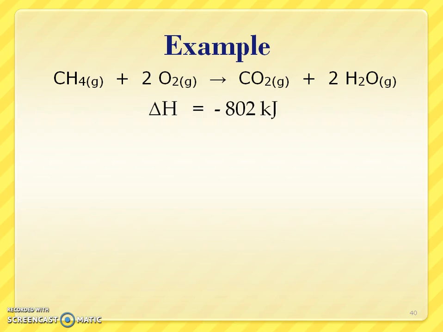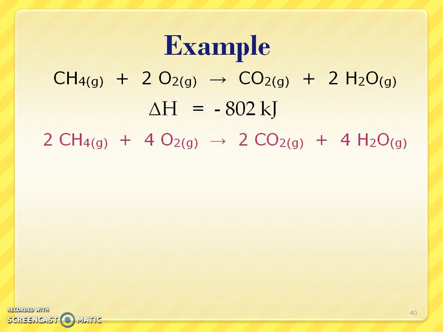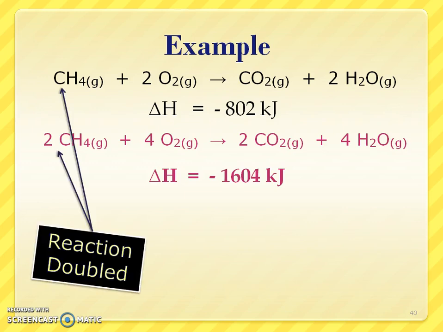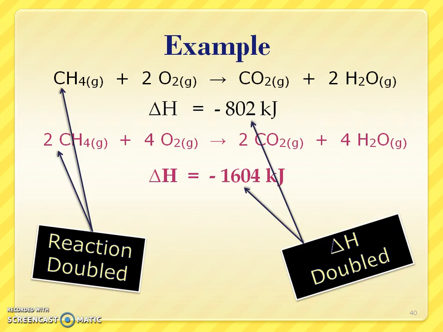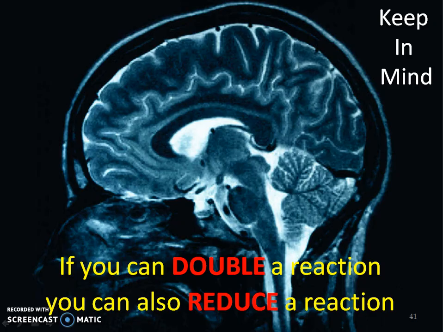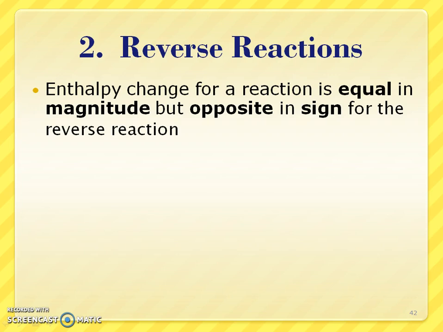So here's an example of an extensive property. Here's our reaction. Our delta H is negative 802. Uh-oh, what did I do to this equation? And now the delta H is negative 1604. Well, I doubled the reaction, so the value of my delta H also doubles, but the sign stayed the same. So keep in mind that when you double a reaction, you can also reduce a reaction. Sometimes instead of doubling a reaction in the future, we're going to have to reduce the reaction. So then we will reduce the delta H.